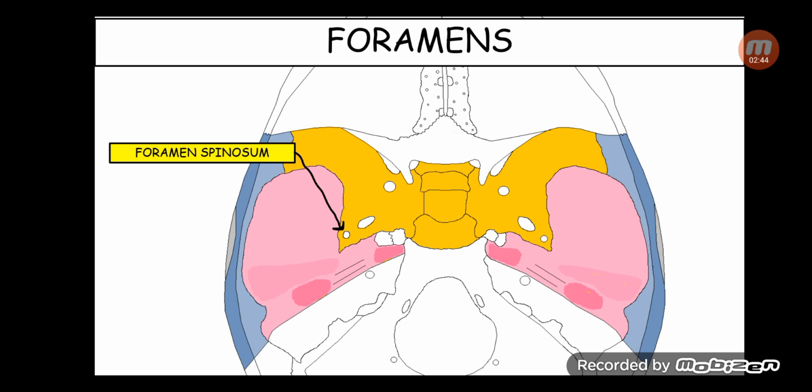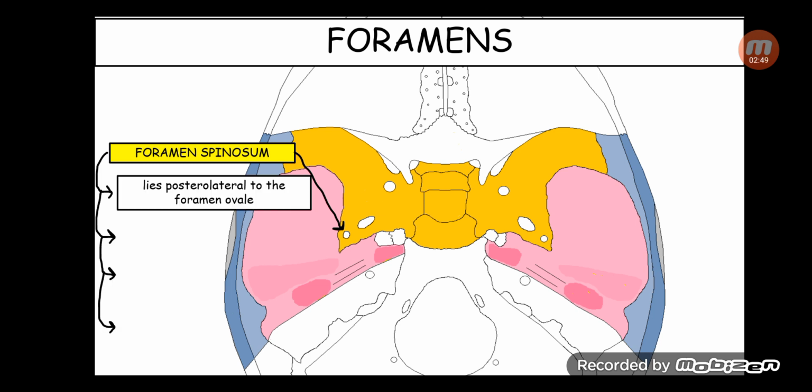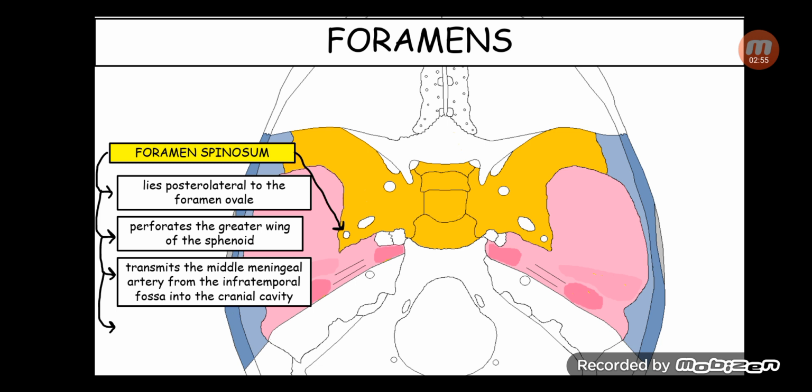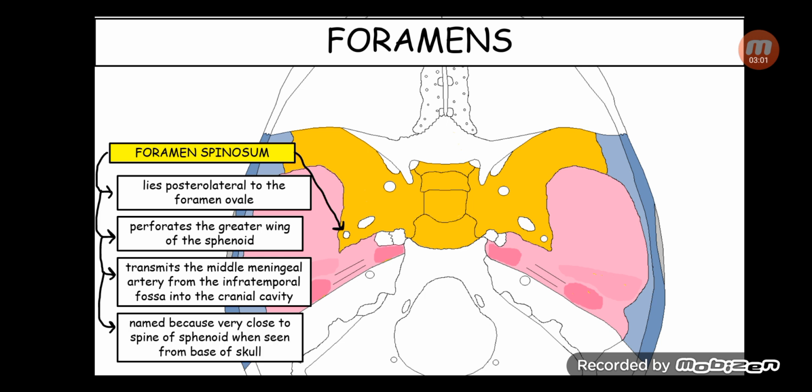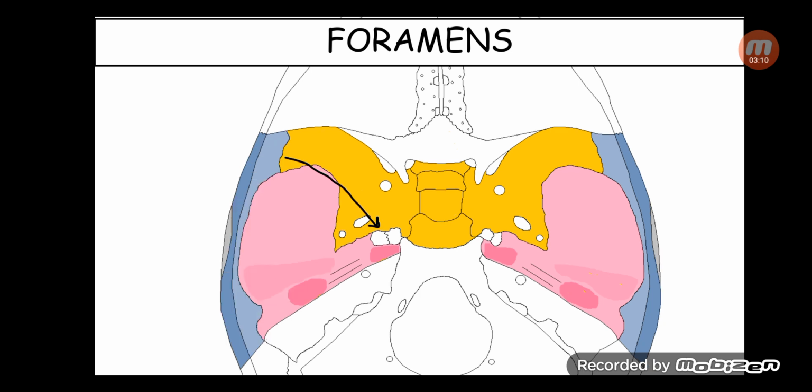Then the fifth opening in the middle cranial cavity is the foramen spinosum, which lies posterior lateral to the foramen ovale. It perforates the greater wing of the sphenoid, as you can see there, and it transmits the middle meningeal artery from the infratemporal fossa into the cranial cavity. It is named so because it is very close to the spine of the sphenoid when seen from the base of the skull, so that's the reason it is called foramen spinosum.